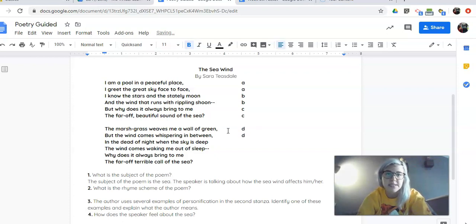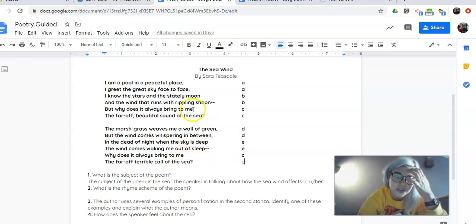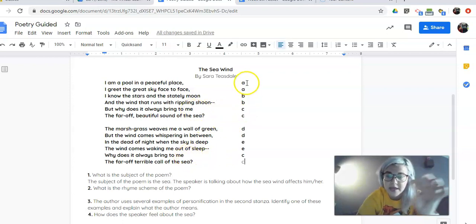Whoops. Deep doesn't rhyme with anything we've had. Sleep doesn't rhyme with anything we've had. But then we come back to me and C. So we go back to that C, okay? Because those are still the same rhyme as that. So you keep that together.